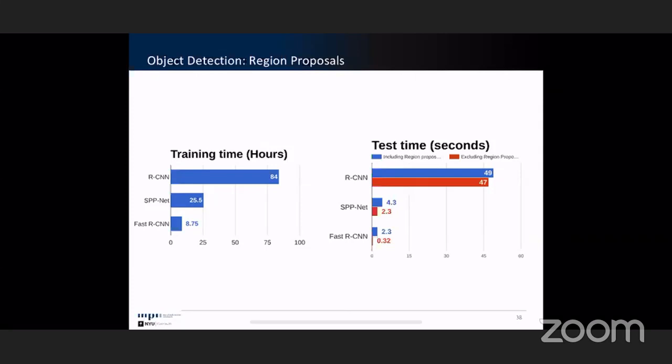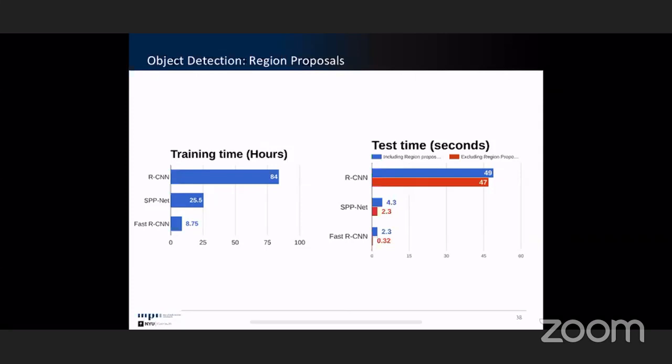The blue bar is the total runtime, and the red bar is the time it takes without the region proposal step, the selective search step. Remember, this is a deterministic algorithm running maybe on the CPU, so this also takes some time. For RCNN, it seems like it takes about 2 seconds for selective search. Maybe for RCNN it's not a problem, because for one image it takes 49 seconds with the region proposal and 47 seconds without the selective search. So this is fine. It doesn't make much of a difference.